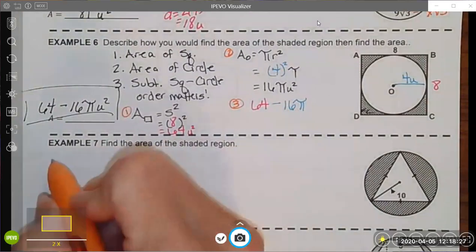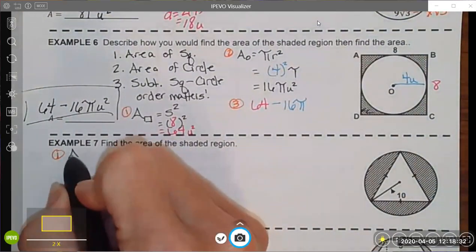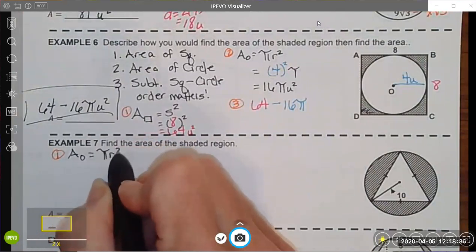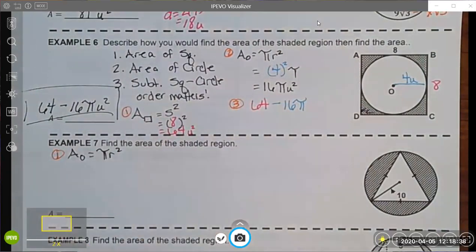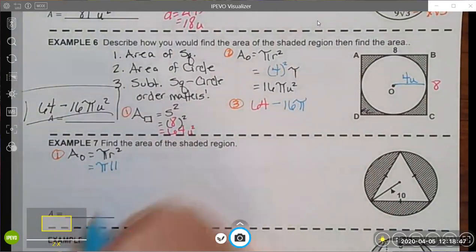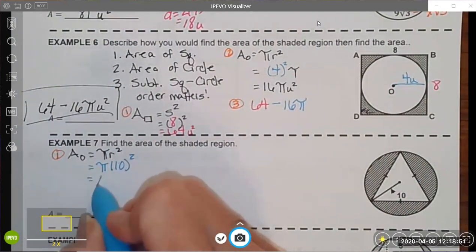Let's start with step 1, which is finding the area of my circle. That can be found by taking area equals pi r squared. We are actually given the radius here. That's helpful. I'm going to substitute that in, and I end up with the area for my circle as being 100 pi units squared.